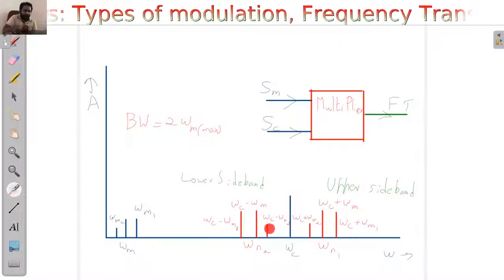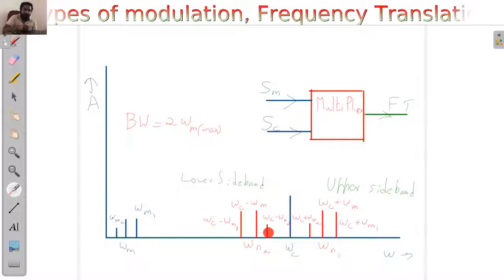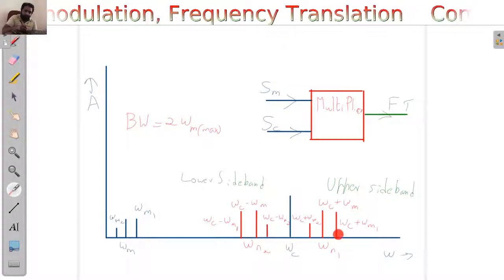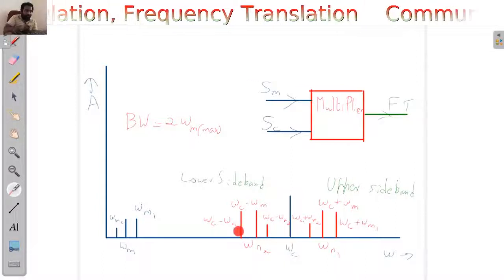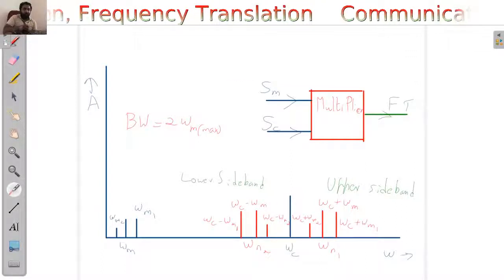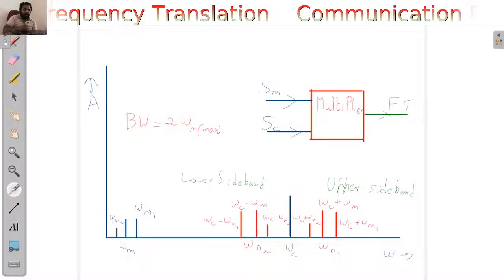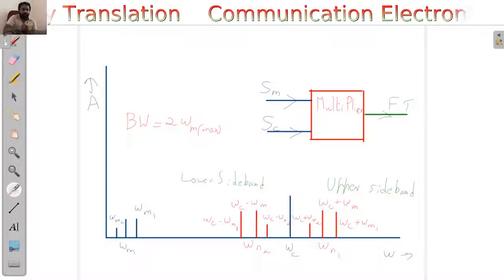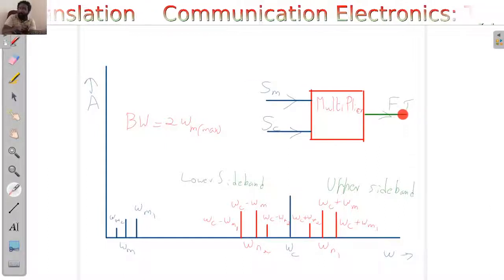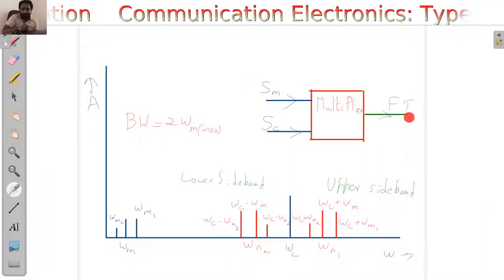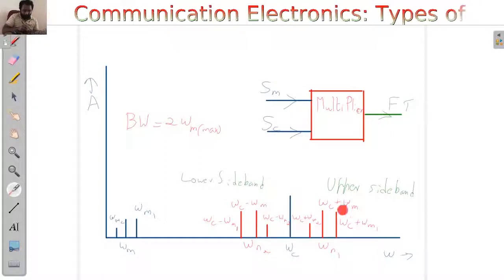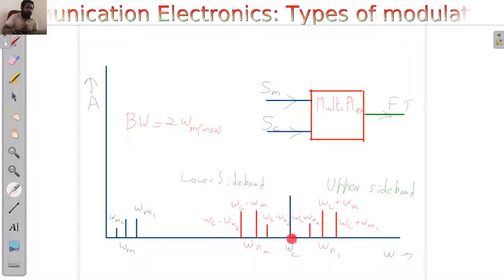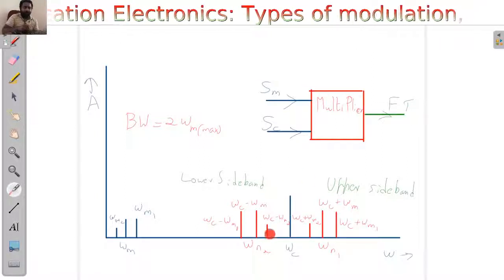See, this one is omega c minus omega m2, this one is omega c plus omega m2, this one is omega c plus omega m1, this one is omega c minus omega m1. So all these frequencies are lying on both sides of the carrier frequency. But in the case of a frequency translated signal, we are not getting a carrier signal at the output. We are only getting the sum frequencies and the difference frequencies. This is the peculiarity of a frequency translated signal.